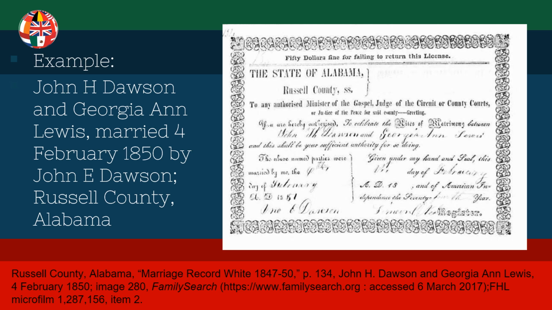Let's use the example of a marriage certificate. This example is for John H. Dawson and Georgia Ann Lewis, who were married 4 February 1850 by John E. Dawson in Russell County, Alabama. So you see the image of the actual document, and then below is the source citation that I created that goes with this document that tells exactly where I viewed it and information about that document. So how would I go about creating a research log entry for this document?